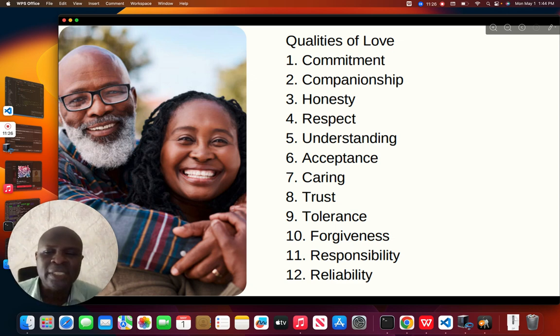The first quality is commitment. Any student, any citizen that says that they love, there must be commitment. Because before you can understand your friend, you must be committed to that your friend. Also, it brings about companionship. That's another quality, companionship. Companionship brings us together. Companionship makes us to understand ourselves. Companionship helps us to relate well.